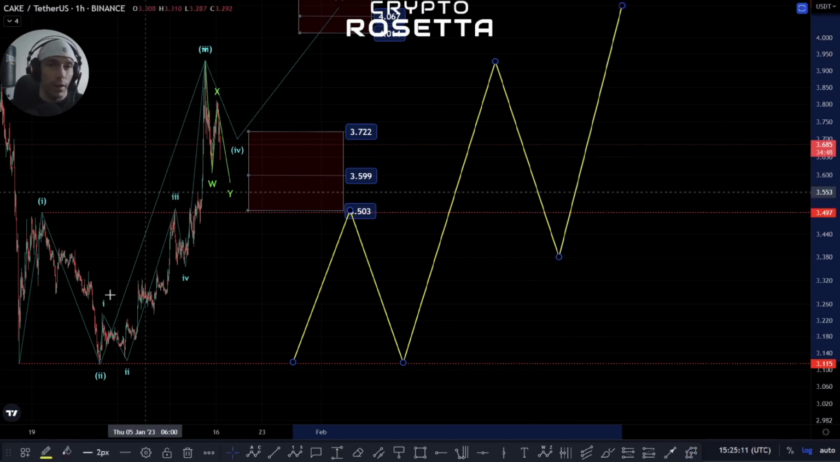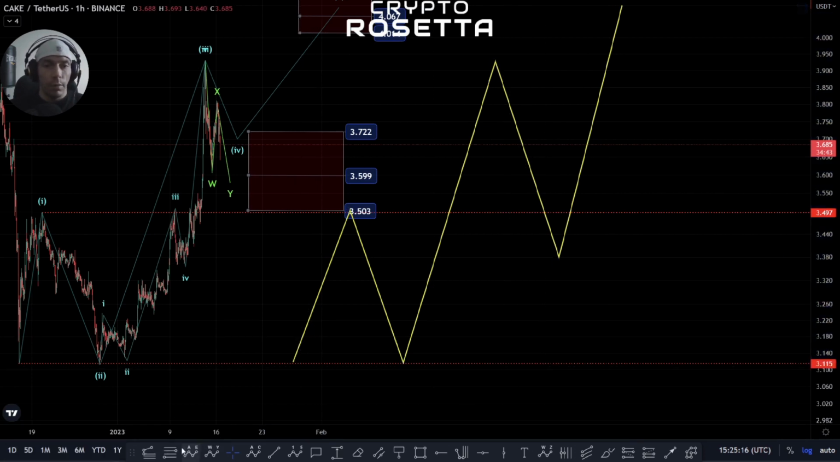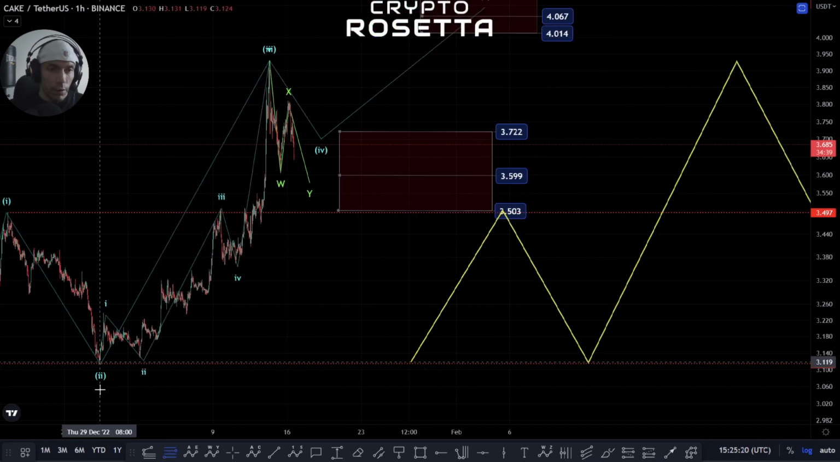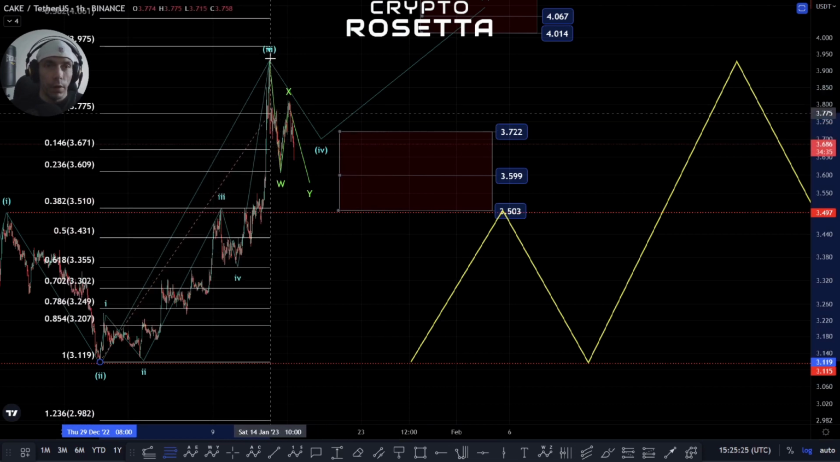So if we were looking for the potential of this extending further like this, what we'd then be looking for is the support zone we'd be looking to target out, if I can just get on this low point, let's get up to this high point here.